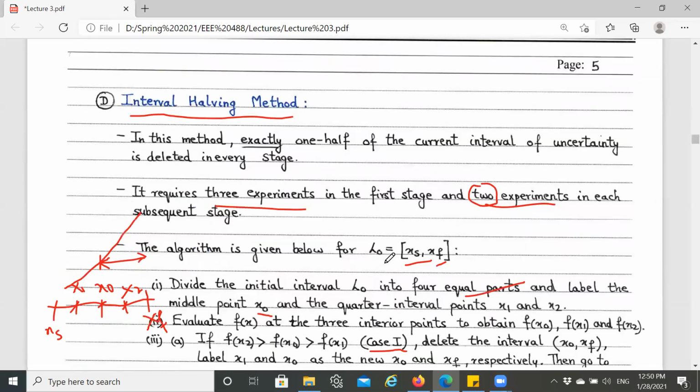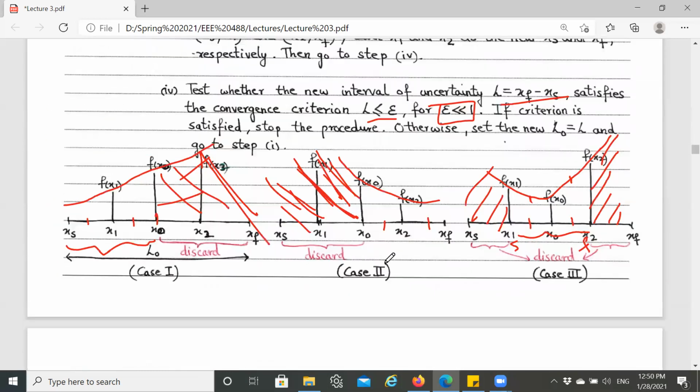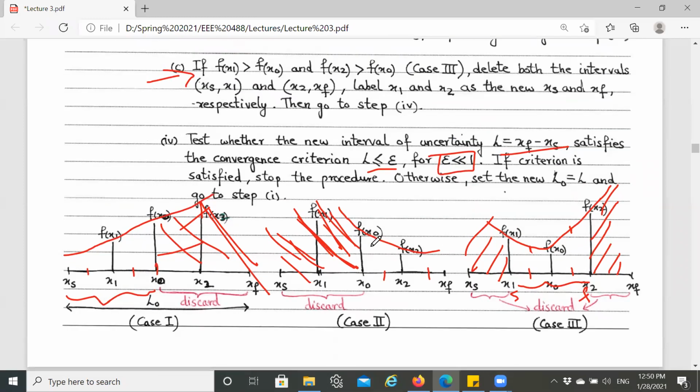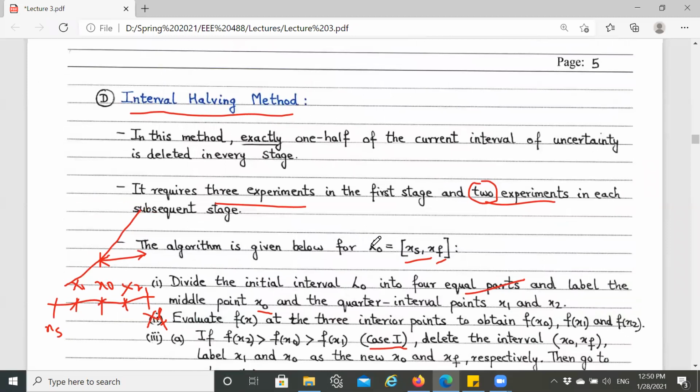Okay, where were we? Halving method. So everyone, did you understand the halving method? It's easy. Any questions?